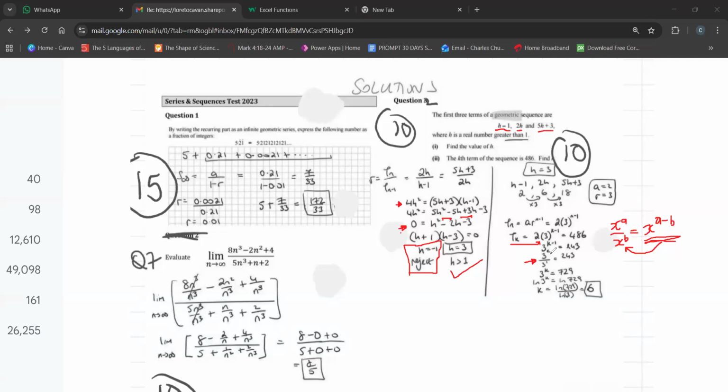Okay, good. So what else do we need to do here? The 3 raised to power 1, you know it is 3. So to get rid of it, divide both sides by 3. And that's how you got that 729 there.